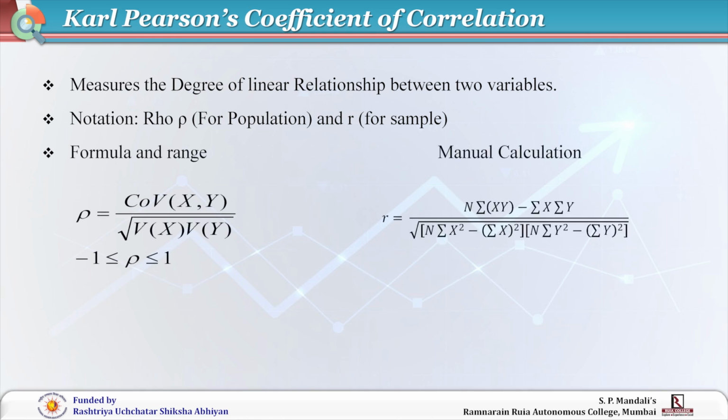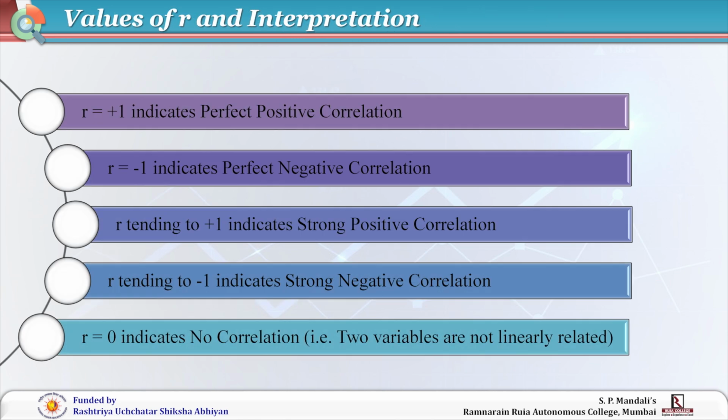So here are the formulae to compute the Karl Pearson's coefficient of correlation, and the range within which we expect this coefficient of correlation to lie is -1 to +1. Based on the different values of r, we shall be able to interpret the relationship between the two variables x and y, like how we did it using scatter plot.